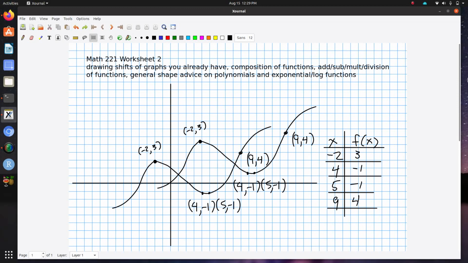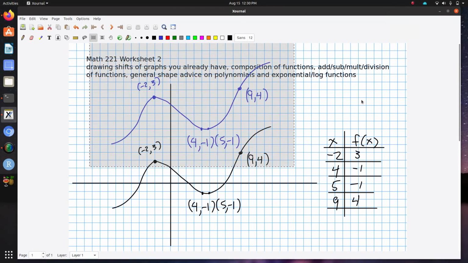Hold on a second. Point is, I forgot to make it blue. I wanted to make it blue.